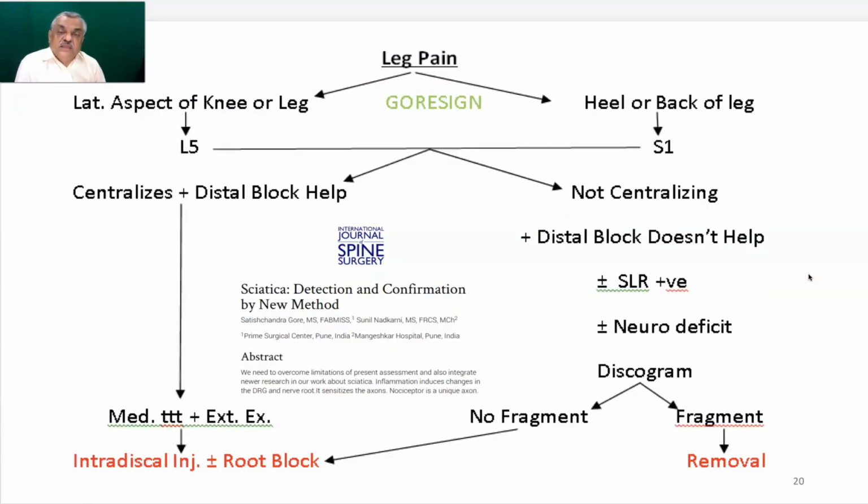Then we go to the leg pain. In case of leg pain, the main thing which we need to know is my sign.